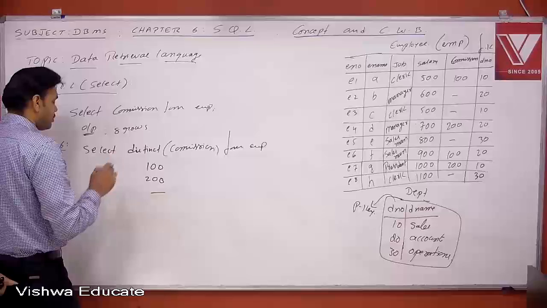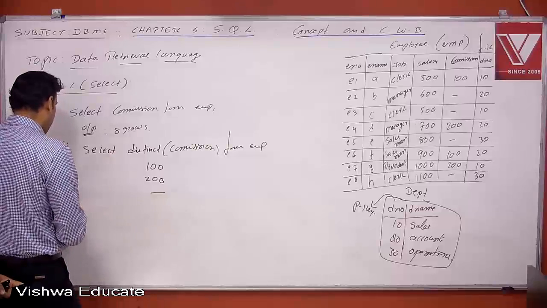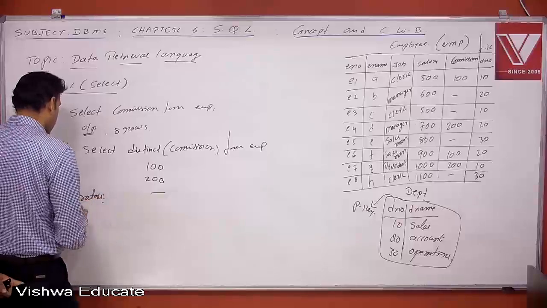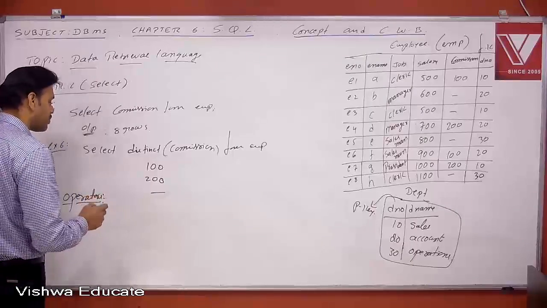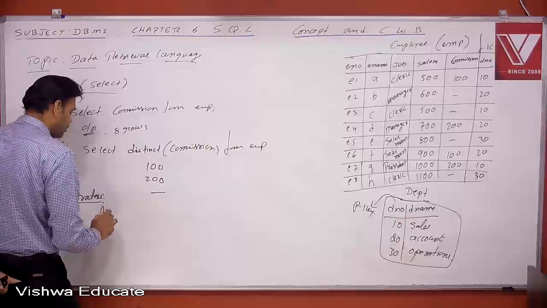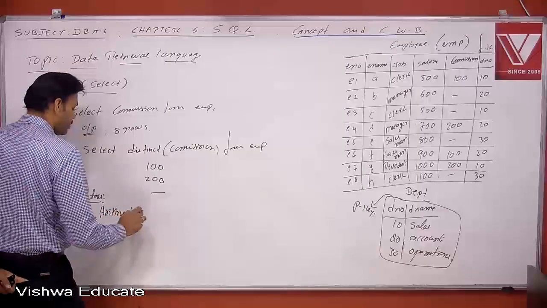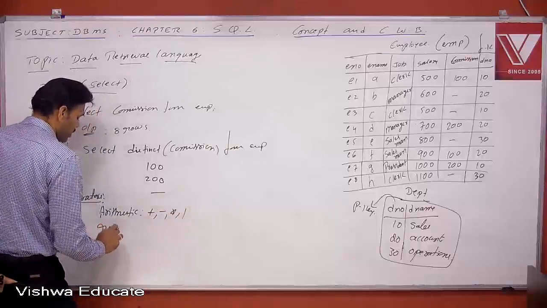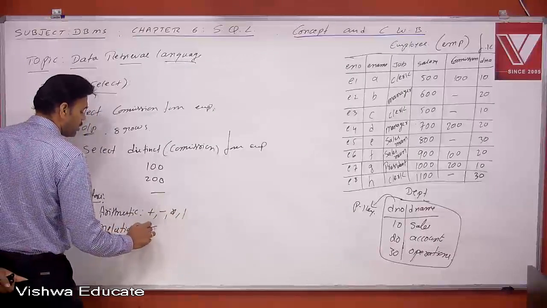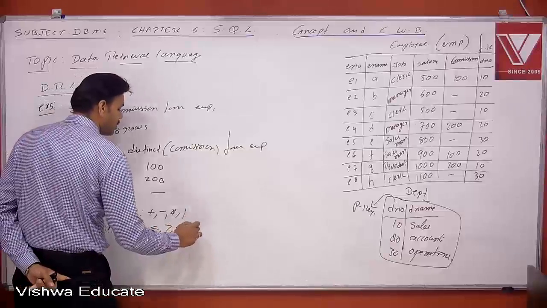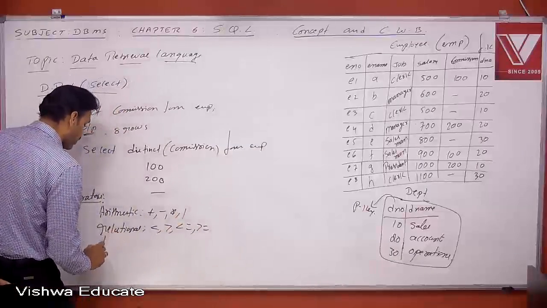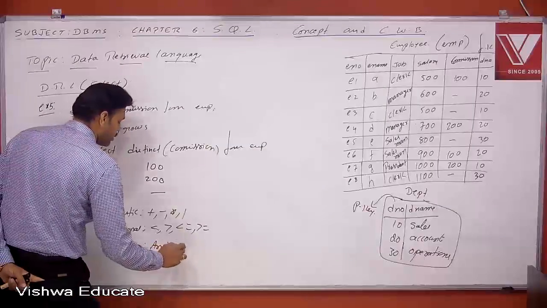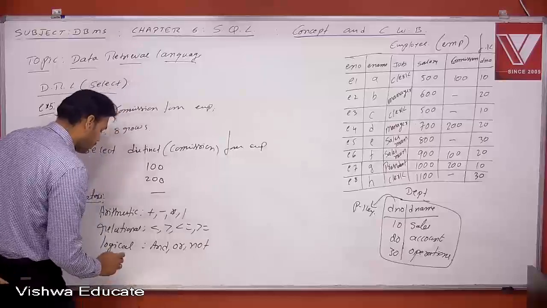Okay friends, now we are going to see the concept of operators. As far as SQL is concerned, it supports the following operators: arithmetic, plus, minus, star and divide; relational, less than, greater than, less than or equal to, greater than or equal to; and logical, and, or, and not.